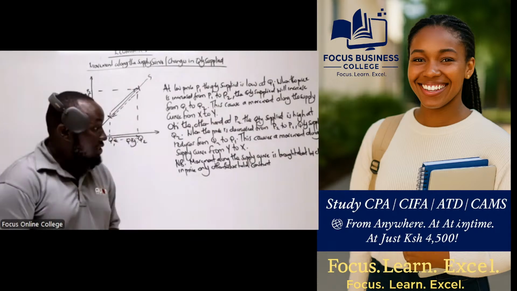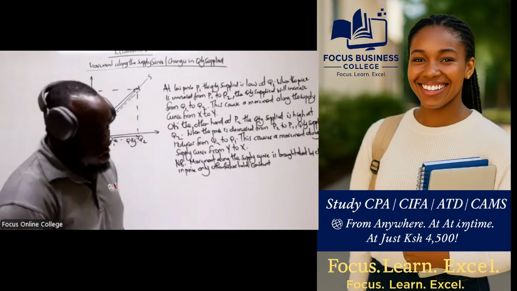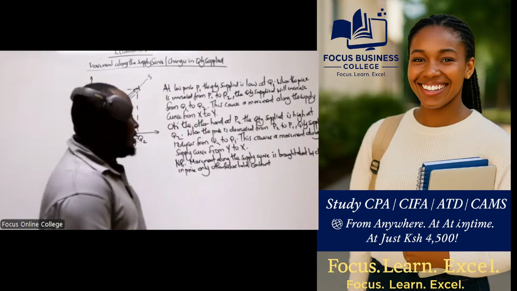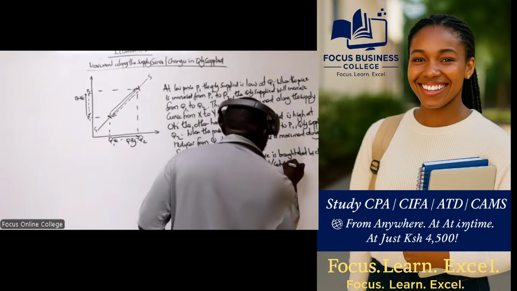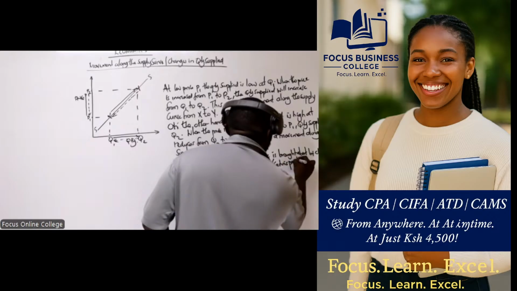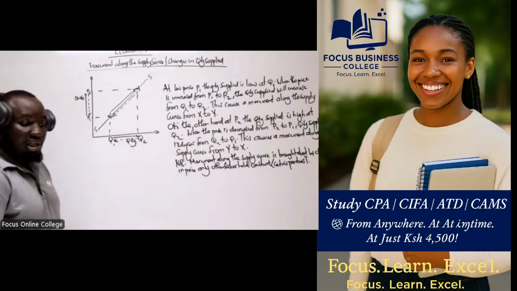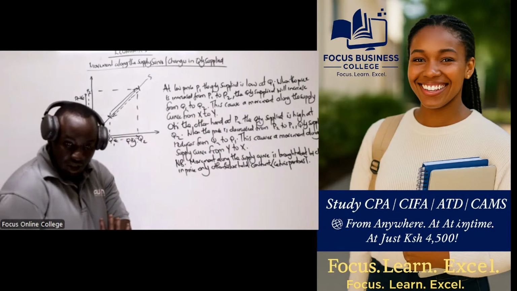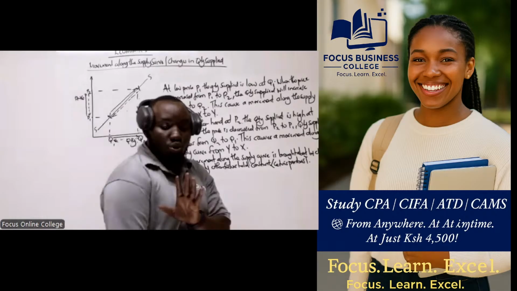In economics, what do we say about other factors being held constant? We say ceteris paribus. When you want to say that other factors are held constant, we simply say ceteris paribus. Is that understood? If that is understood, we respond with a yes.